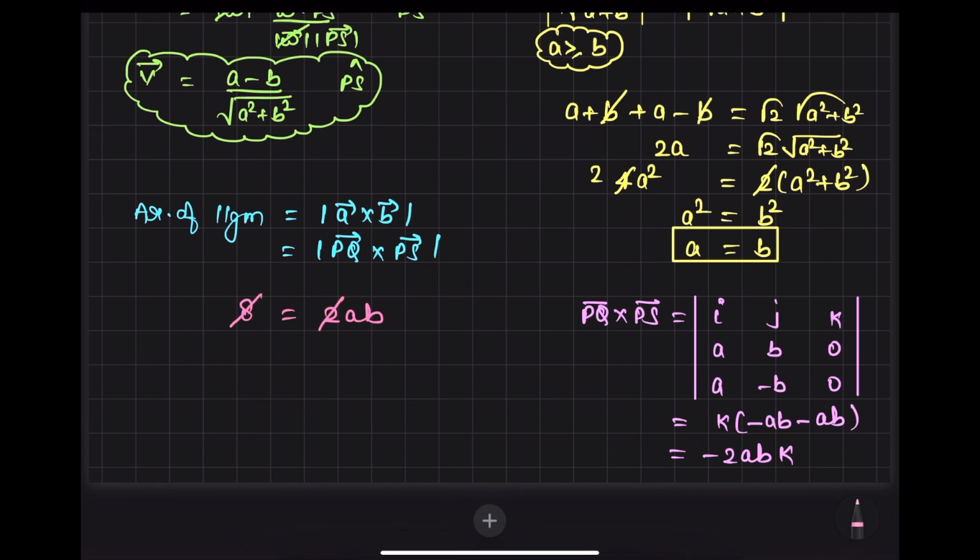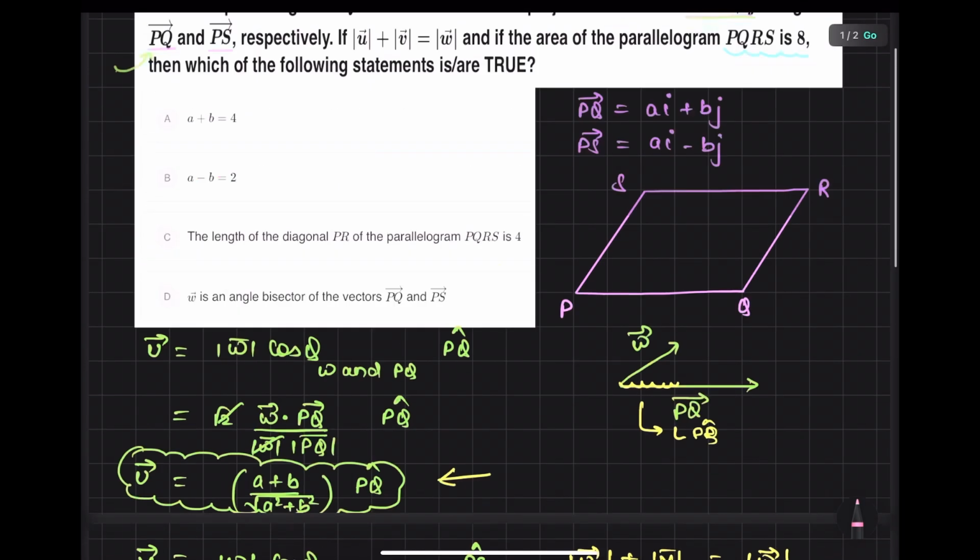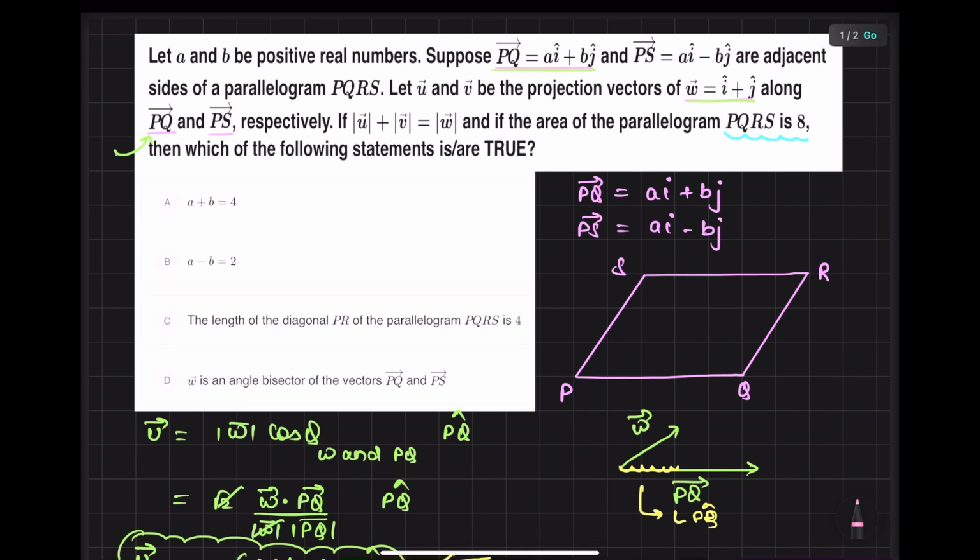So according to us, the area is this, but according to them, the area is 8. So can I equate these two things? You know that the values of a and b are equal, so can I say that a square equals 4? So a equals 2. If a equals 2, can I say that b is also equal to 2, because a and b are equal? So we got the values of a and b. Now we can solve this question. You know that a plus b is 4, correct? So option A is correct.